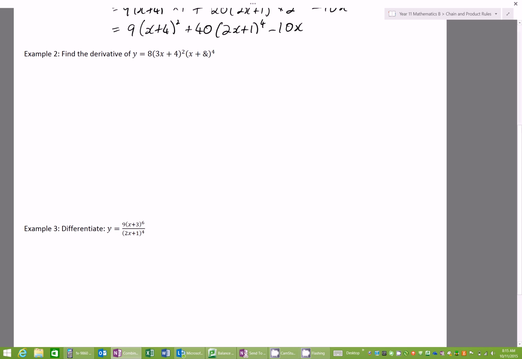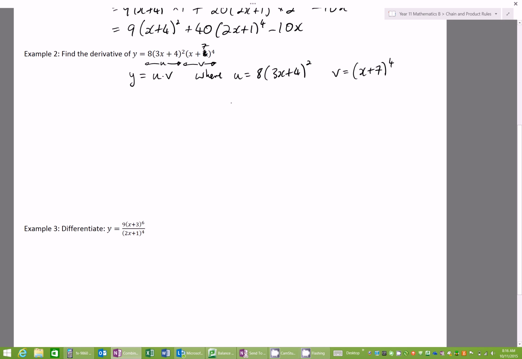Example 2 is a product rule and a chain rule combined. So I'm going to notice that all of this is u and this part is v. I need my whole function to be u times v. We can use the dot instead of the times sign. And I'll state what u is. So u is 8 times 3x plus 4 squared. This ampersand here, I assume, was supposed to be a 7. So v is x plus 7 to the power 4.